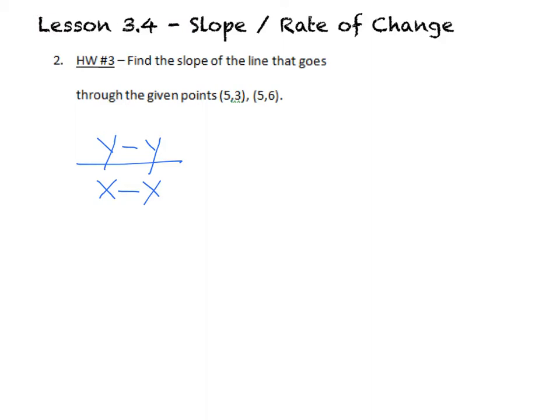So I'm going to look at these numbers, and I'm going to use some common sense. I don't like negative numbers, so my y's are 3 and 6. So if I don't want a negative number, I'm going to go this way this time. So I'm going to go 6 minus 3 over. Now, since I went 6 minus 3, I've got to go this way. That is very important. You got to go the same direction with your x's. So we've got 5 minus 5. Now let's do a little bit of arithmetic here. 6 minus 3 is 3, and 5 minus 5 is 0.